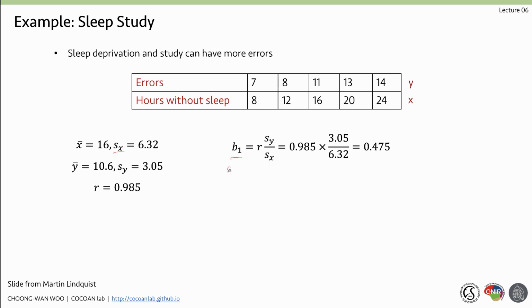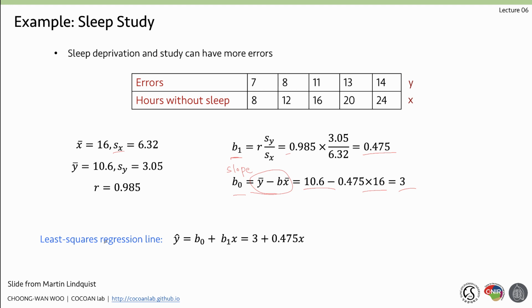So that is the slope. So b1 is 0.475. And using the mean of x and mean of y, we can calculate b0, and then you get 3. So the least squares regression line is this: 3 plus 0.475x.